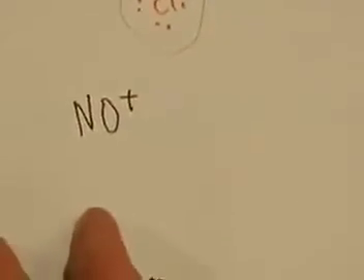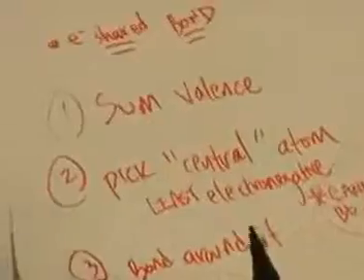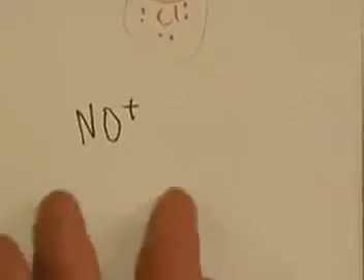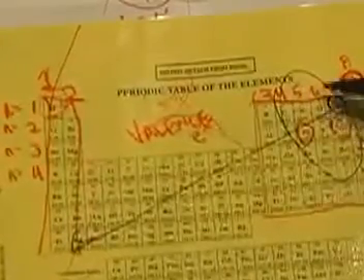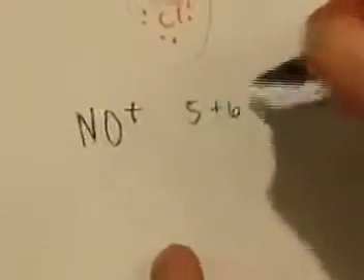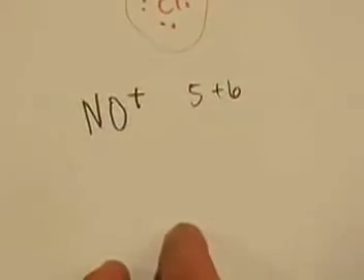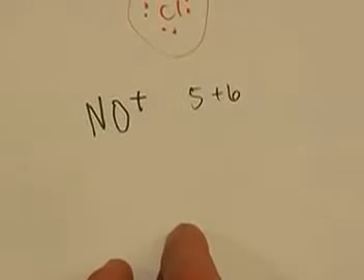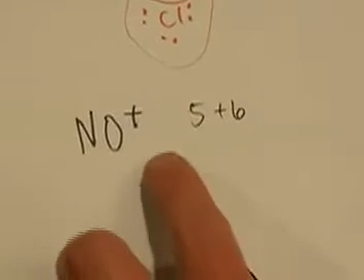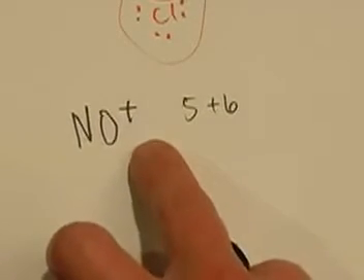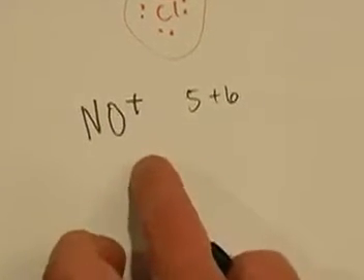NO positive 1 charge. First thing to do, sum the valence electrons. Valence electrons for nitrogen: if I look on the periodic table, nitrogen is in group 15, so it's got 5. Oxygen is group 16, so it's got 6. 5 plus 6. But what do I do if it's got a little positive charge? Well, if it's got a positive charge, that means subtract 1 electron. If it's got a negative charge, that means add an electron. And of course, if it's positive 2, subtract 2. If it's negative 2, then add 2.